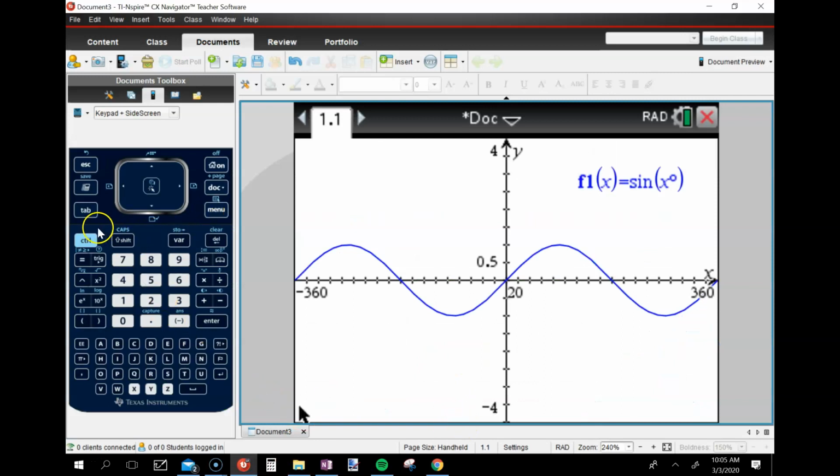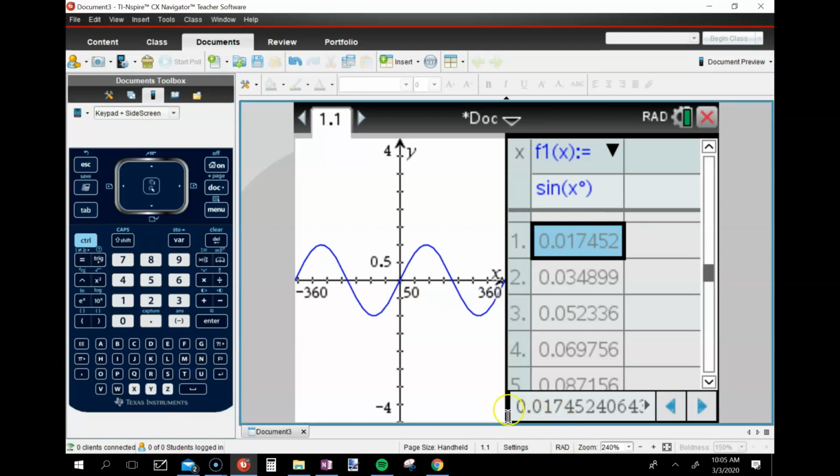Wouldn't it be nice to go to my table? Well, what's not nice about my table? My table is not jumping in increments of 90. It's jumping by increments of 1. You guys know you can change that?